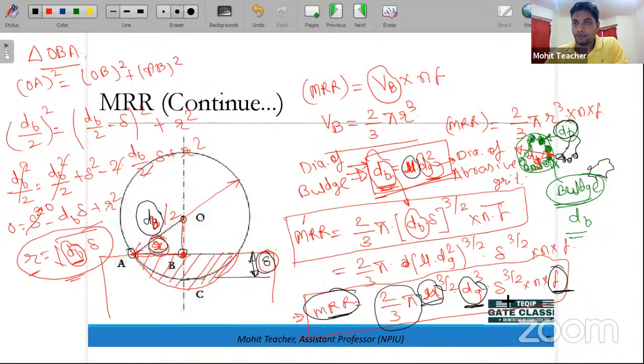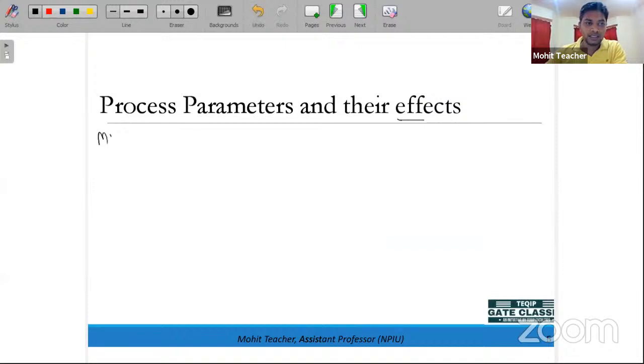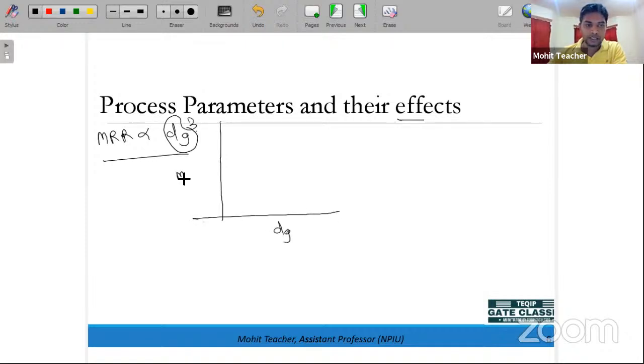Also, I have considered that for the brittle material, the removal is spherical in nature, and we are considering an indentation of delta. If we consider that the abrasive grain size is constant, so delta is constant, and we are working at the same frequency, then how does MRR depend? If I talk about dg, then MRR is directly proportional to dg cube, the cube of the grit diameter. So first, if you see the graph, this is dg, the diameter of the abrasive grit, and this is material removal rate.